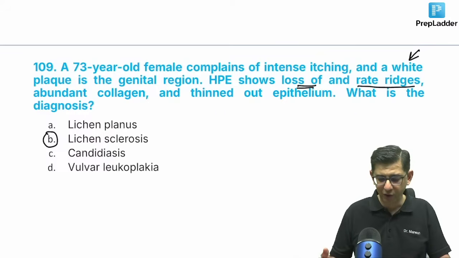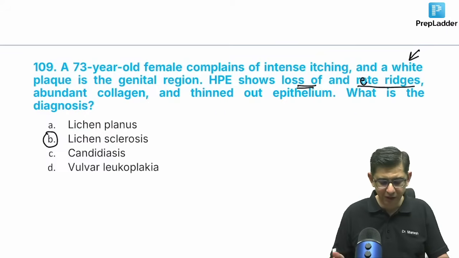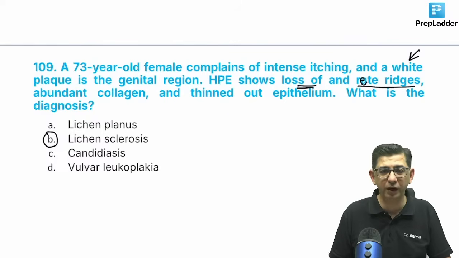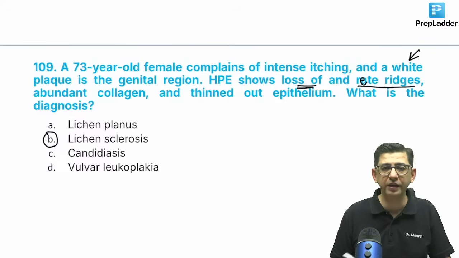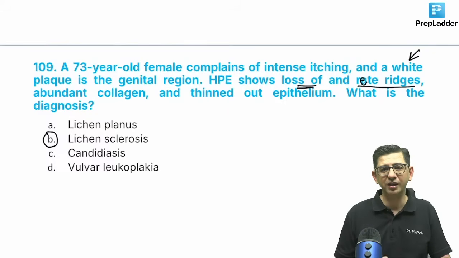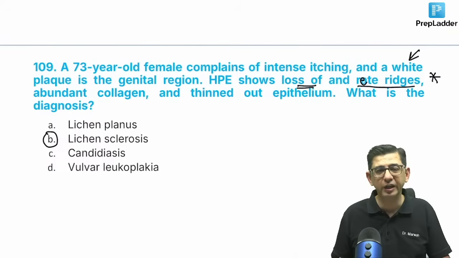So then, because white was given, loss of rete ridges was given, I changed that to lichen sclerosis, because lichen planus would be purple. Candida doesn't fit, so only two remain: vulval leukoplakia versus lichen sclerosis. Considering the dermatological description given, by exclusion, B versus D, I took a wild guess. Luckily, it turned out to be correct.